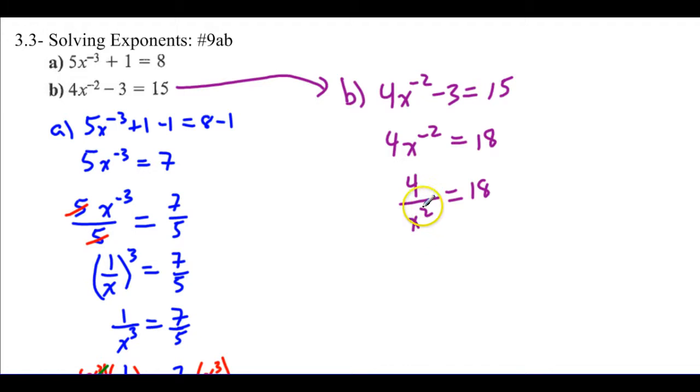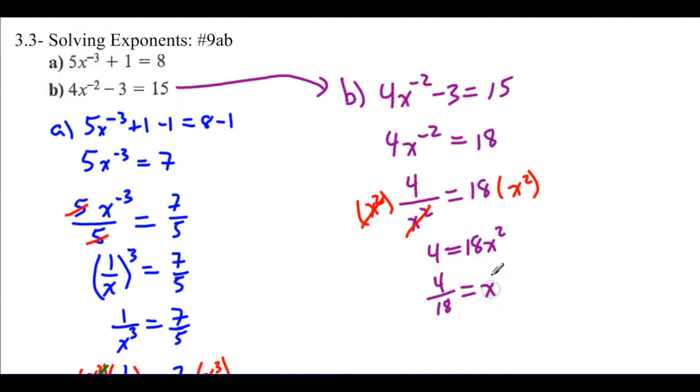And now, basically, the denominator here, I want to multiply both sides by that value. So I'm going to multiply by the x squared, multiply by the x squared, and again, the x squareds divide out on the one side. So I've got 4 equals 18x squared. Divide through by the 18, 4/18 is equal to x squared. And then x will be the square root of 4/18.